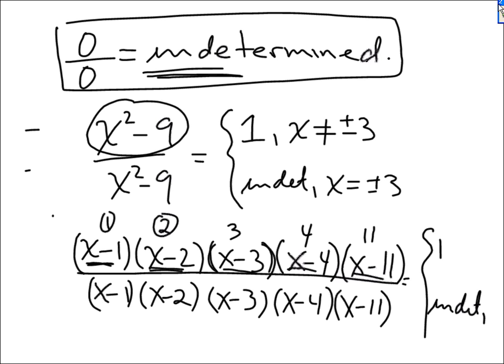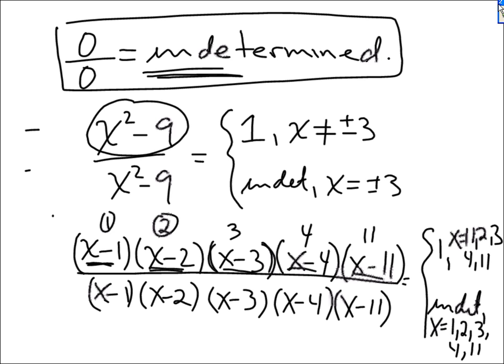Here there are 5 values that make this indeterminate. It's indeterminate when x is 1, 2, 3, 4, or 11. It's 1 when x is not 1, 2, 3, 4, or 11. So there are cases where it can be indeterminate for exactly 11 places, or exactly 9,900 places.